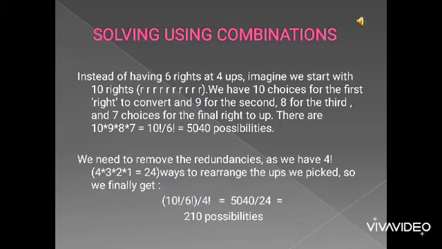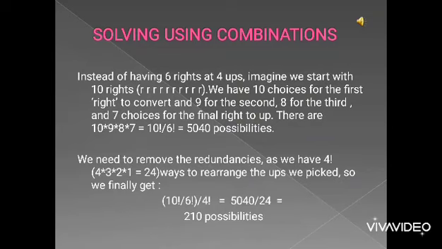Solving using combinations. Instead of having 6 rights and 4 ups, imagine we start with 10 rights, that is 10 R's. We have 10 choices for the first right to convert to an up, 9 for the second, 8 for the third and 7 choices for the final right to up.